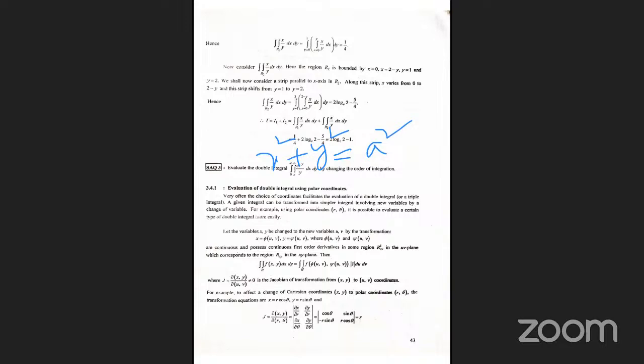What are the polar coordinates? x equal to a cos theta and y equal to a sin theta. These are the polar coordinates, x square plus y square.